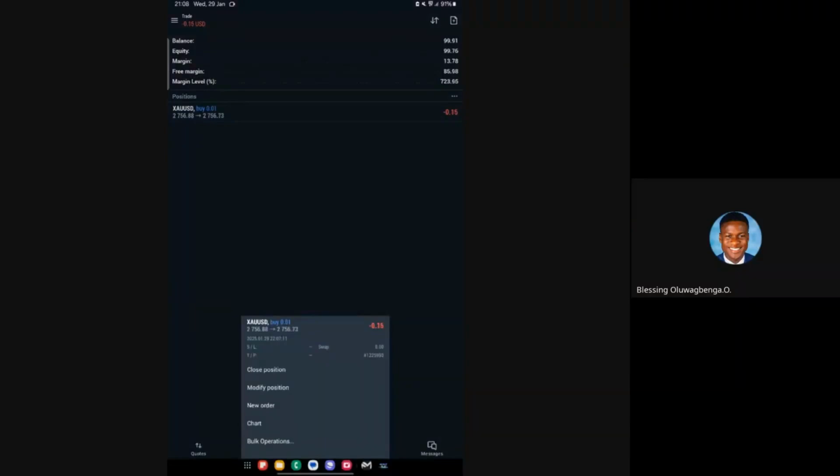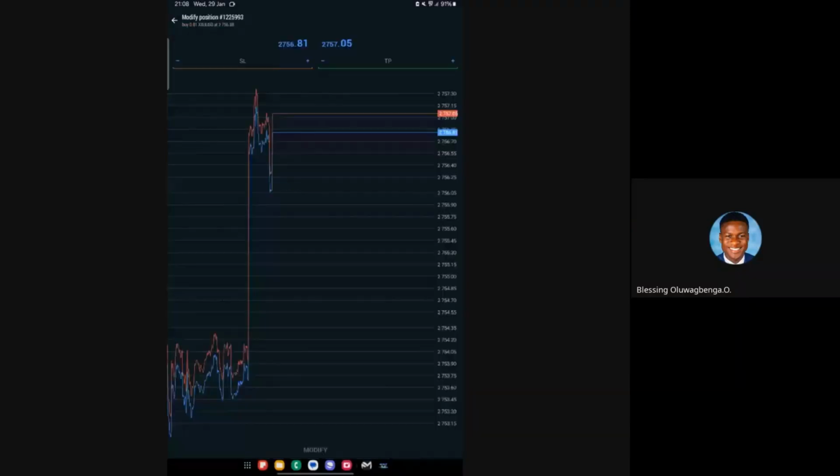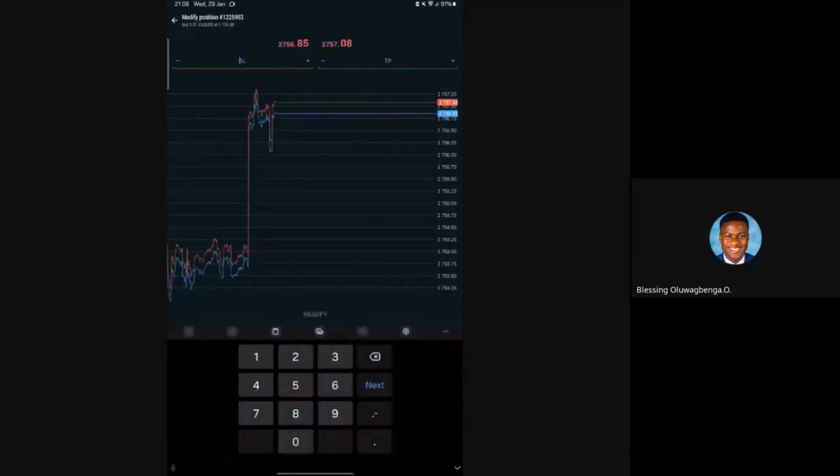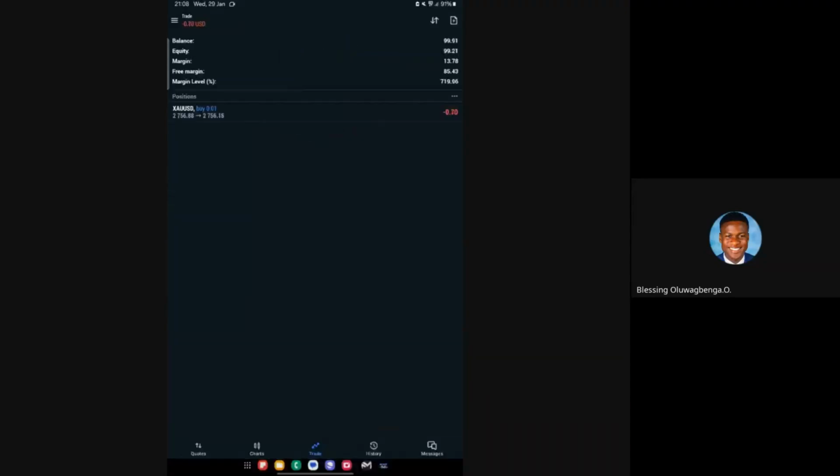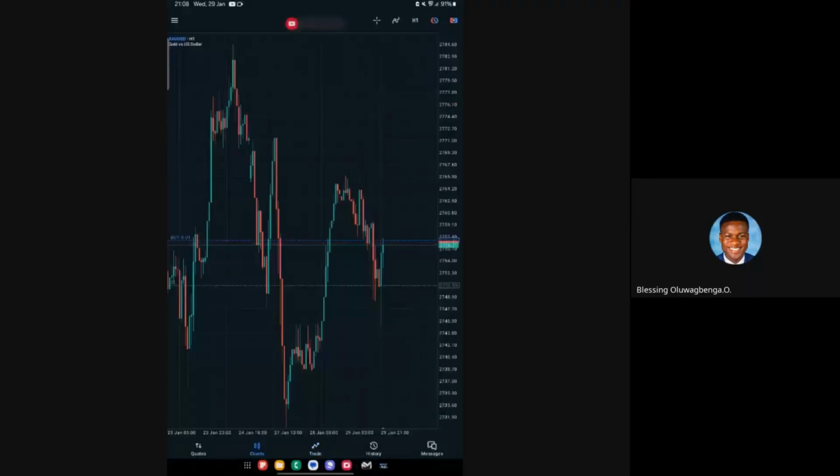So let's go to modify position. All right. So let's assume my SL is 2750. So I can modify my trade. So let's say my take profit is 2799. So you click modify. All right, you can see the representation here.